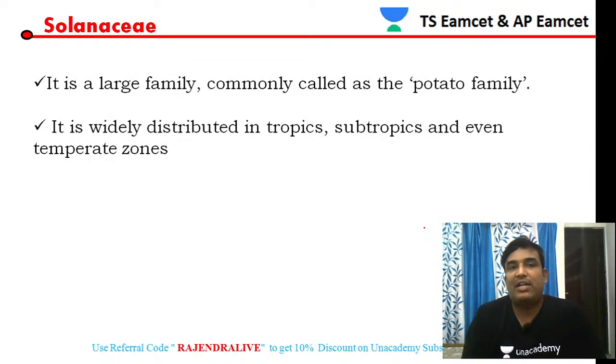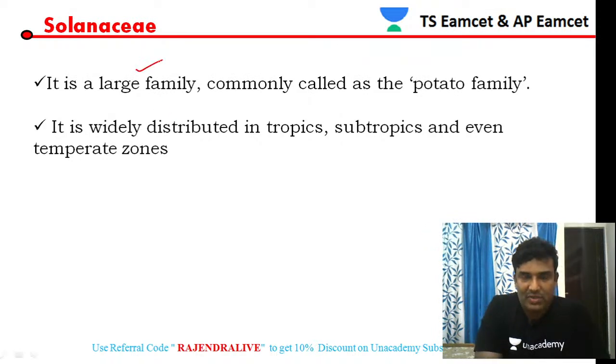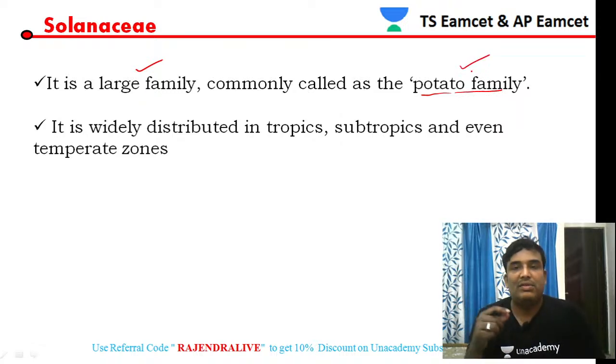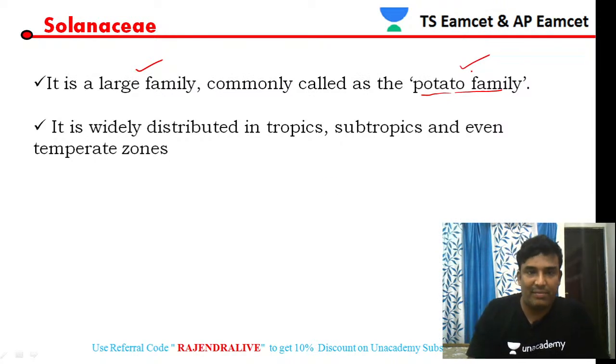What are the important character features of the Solanaceae members? It is the largest family, and it is known as the potato family. The scientific name of potato is Solanum tuberosum. This potato belongs to the Solanaceae members. That is the reason it was given the name potato family, and it is the largest family.